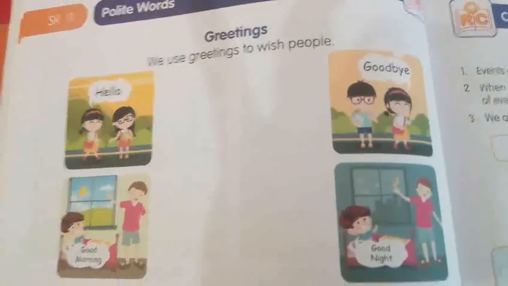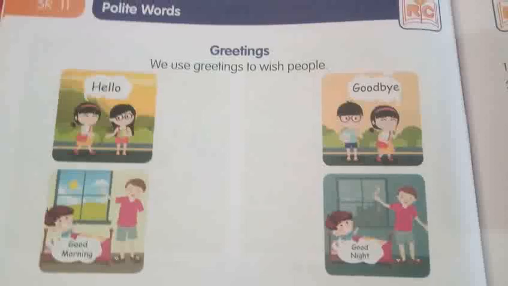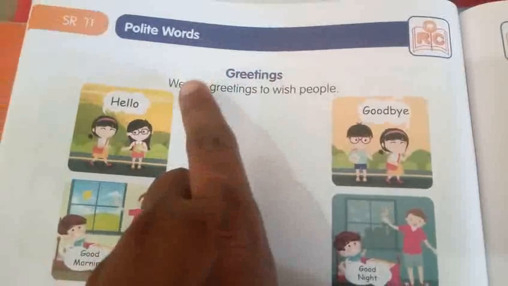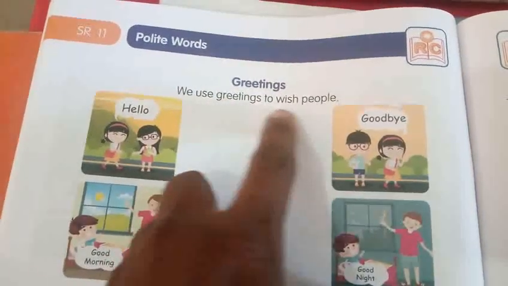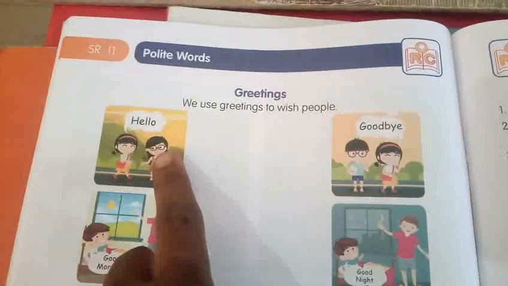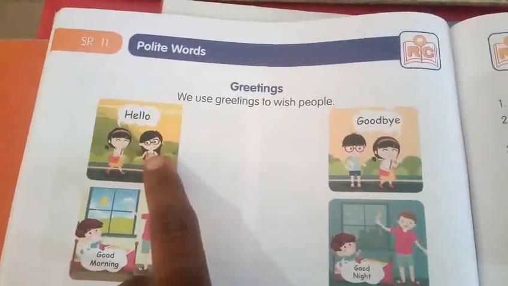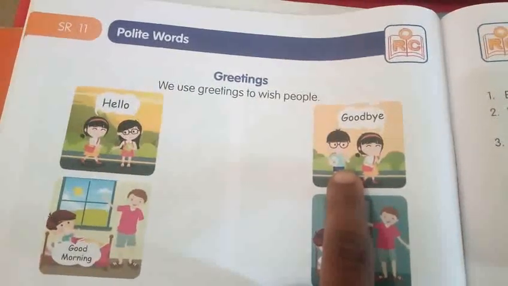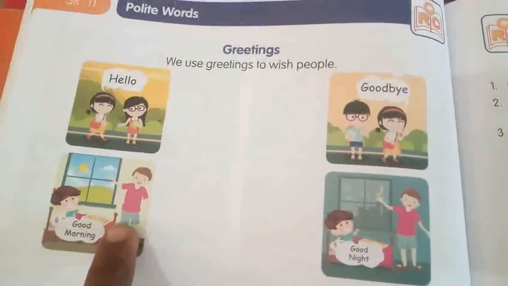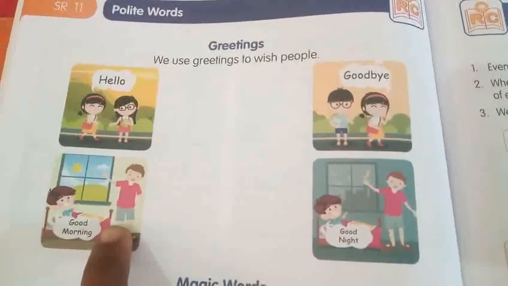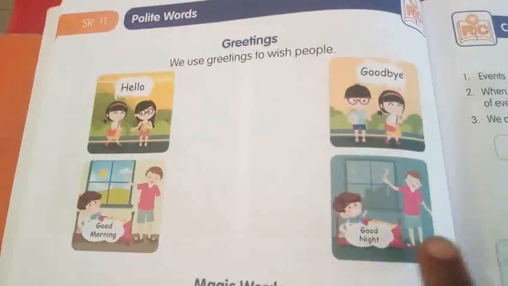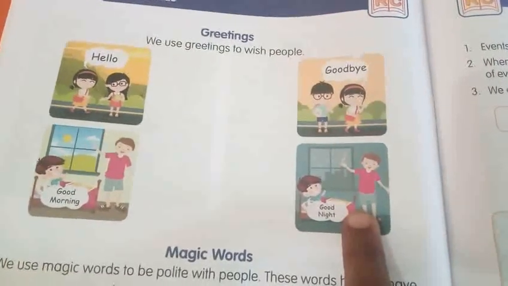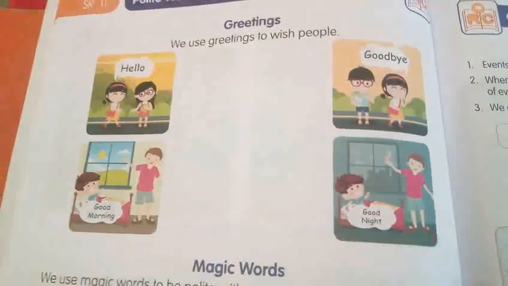Next, my dear children, you have to open your SR book, page number 16. Polite words. We have to revise that. Greetings. What are they? We use greetings to wish people. When you meet someone, what do you have to say? Hello. When you have to leave this place, what do you have to say? Goodbye. Every morning, what do you have to say to mommy and daddy? Yes, good morning. When you go to bed at night, what do you have to say? Good night. So like this you have to revise this.